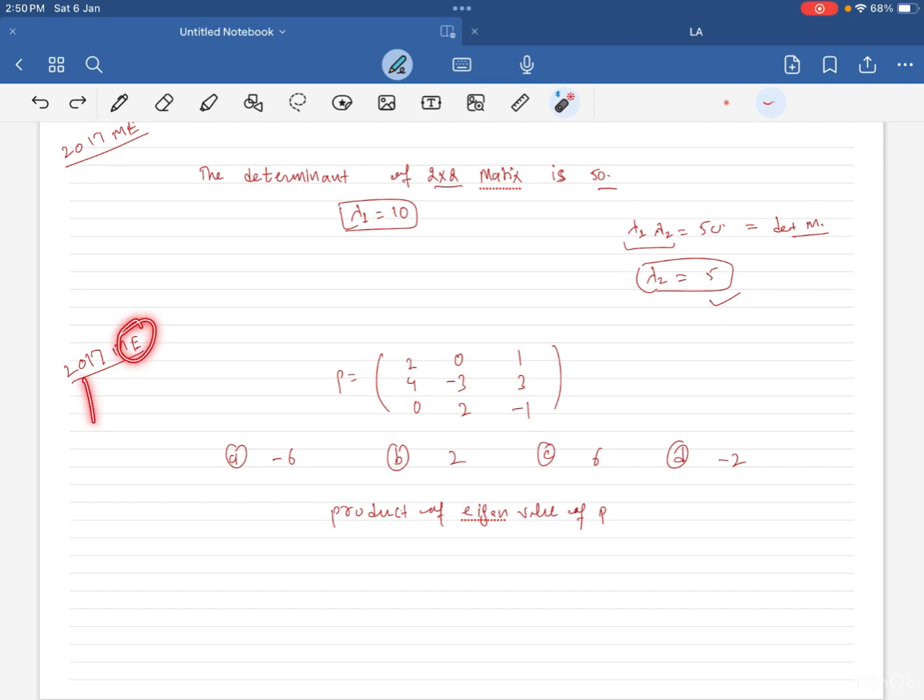The next question is from Mechanical 2017. We have been given this matrix P. What we have to find is the product of the eigenvalues of P. So that is nothing but the determinant of this P. So we can easily find the determinant of P.